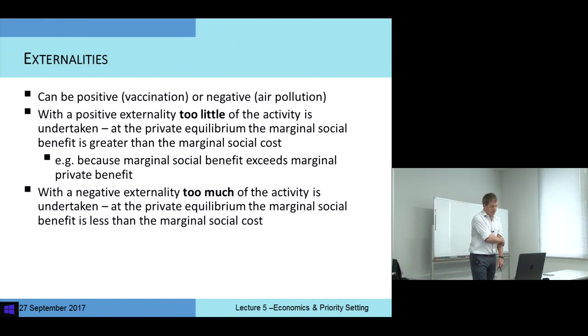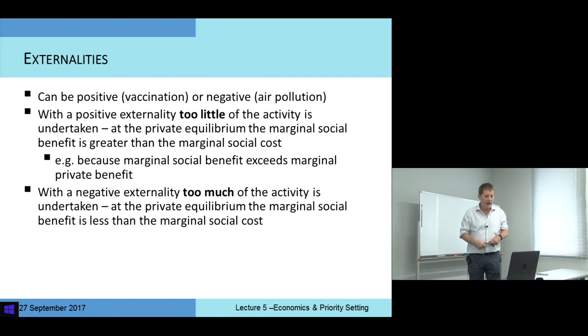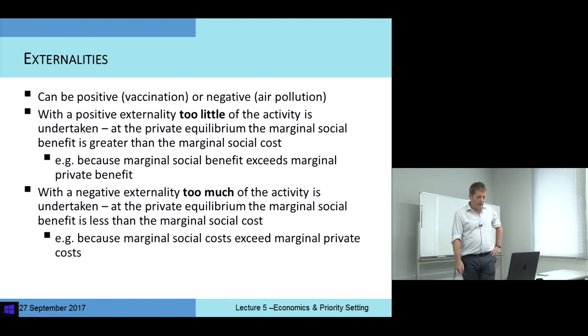With a negative externality, on the other hand, we've got too much of the activity happening. Too much, again, at the private equilibrium. If we just leave it to firms and individuals, and we don't regulate the market, a negative externality will have too much of the activity. At the private equilibrium, the marginal social benefit is less than the marginal social cost. And so that last unit of activity is producing, if you like, more harm than benefit, and thus making us worse off. Here the marginal social cost exceeds the marginal private cost.